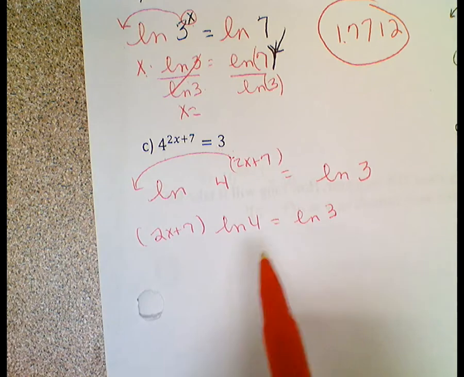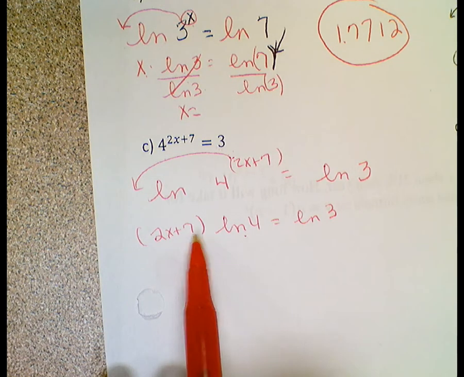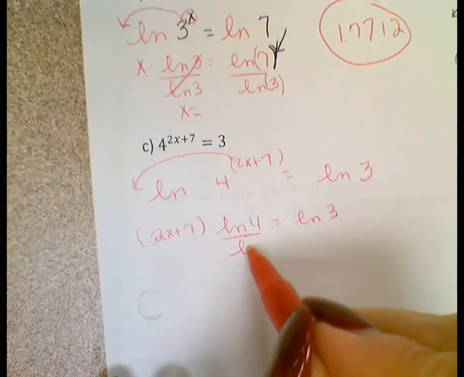So this one's going to take 3 steps. First, I'm going to get rid of this. Then I'm going to get rid of the 7. And then I'm going to get rid of the 2. Okay, because your goal is to solve for x. So first, we're going to divide by natural log of 4.